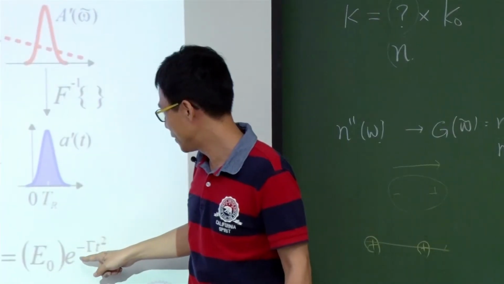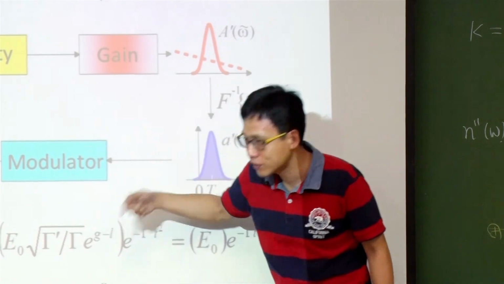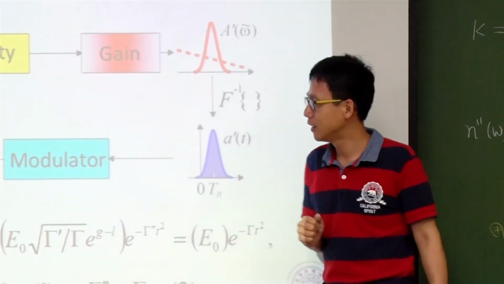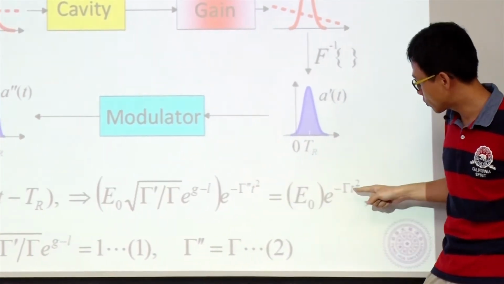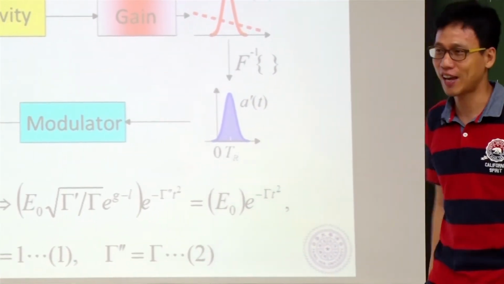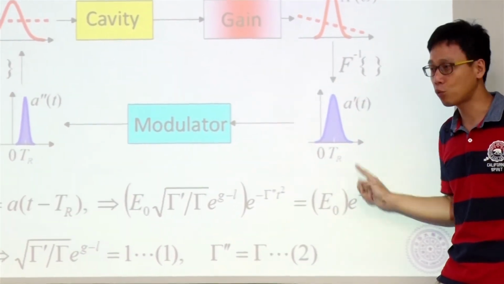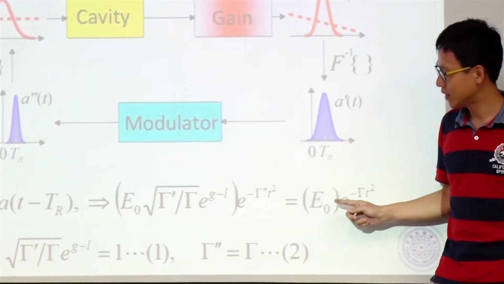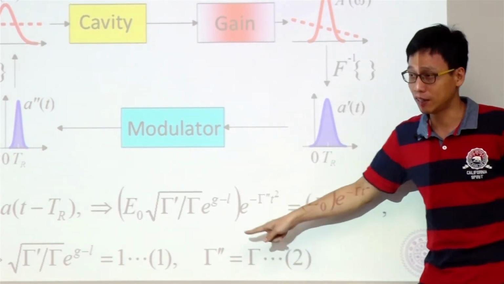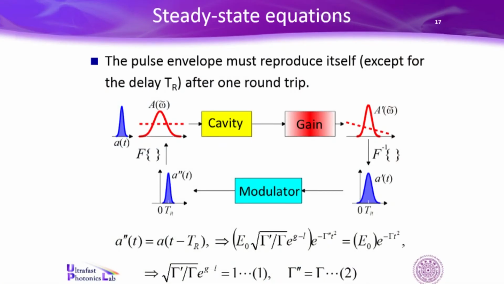Where? You can equalize the amplitude, E0 and E0 times the other two terms. E0 can cancel with each other, so you got equation 1. Besides, gamma double prime has to be the same as gamma. You have equation 2. Okay, you have two algebraic equations. Although this is one equation, it is not an algebraic equation. This is the equality of two functions, not an algebraic equation, and it actually contains two algebraic equations. Okay, so it's possible you can have unique solutions for the two unknowns.